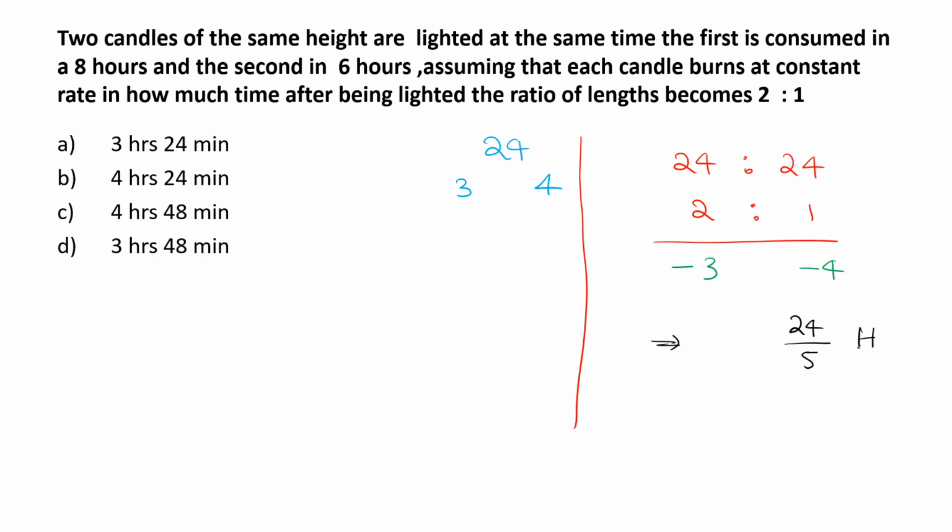24 by 5 hours, that is, when converted into the time, 4 hours and 4 by 5 hours. That is nothing but 4 hours and 48 minutes. 4 hours and 4 by 5 hours is nothing but 48 minutes. Okay. Option C would be our answer.